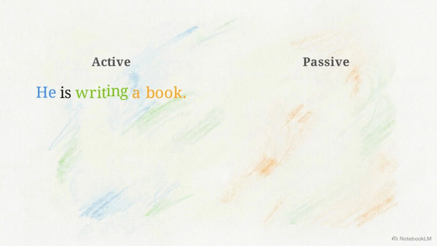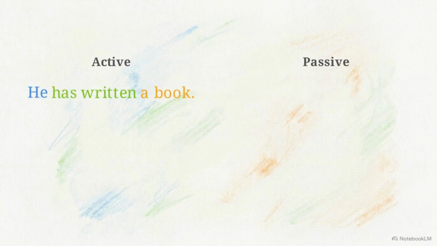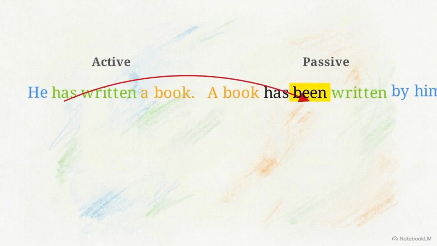For continuous tenses, any verb ending in ing, you must add the word being. He is writing becomes is being written. For perfect tenses involving has, have, or had, you insert the word been. He has written converts to has been written.